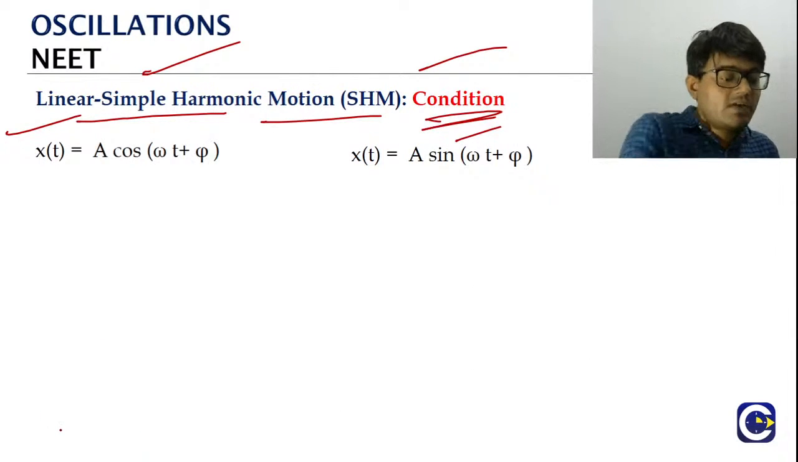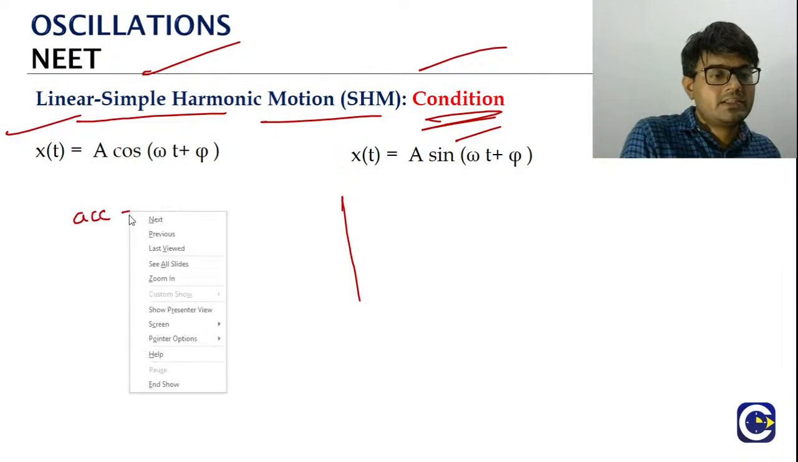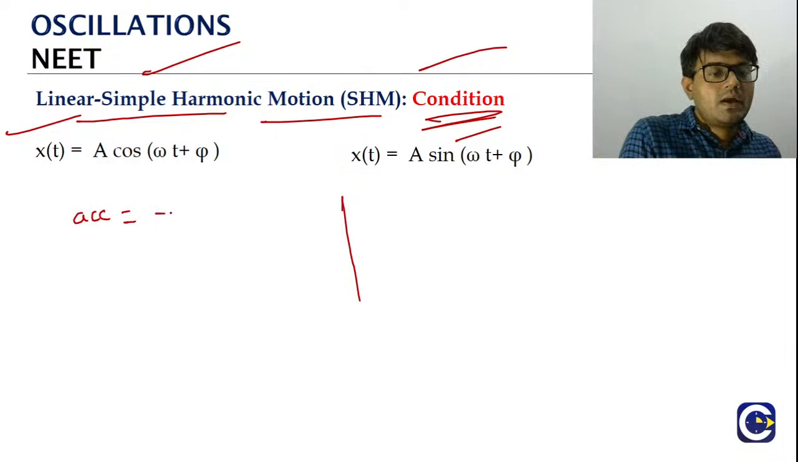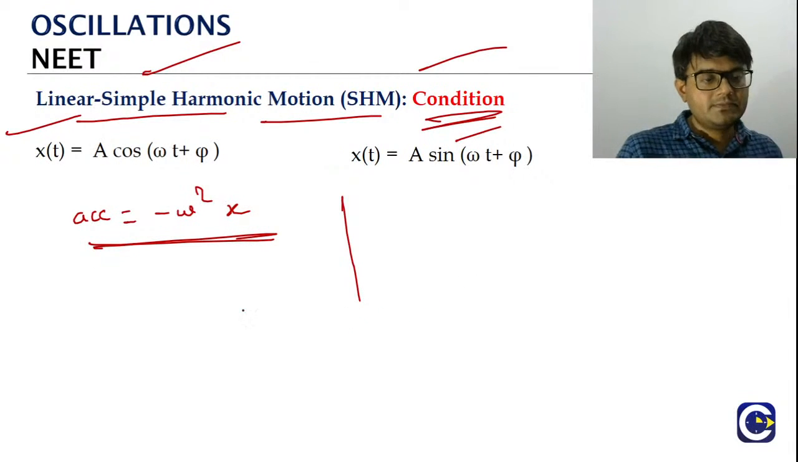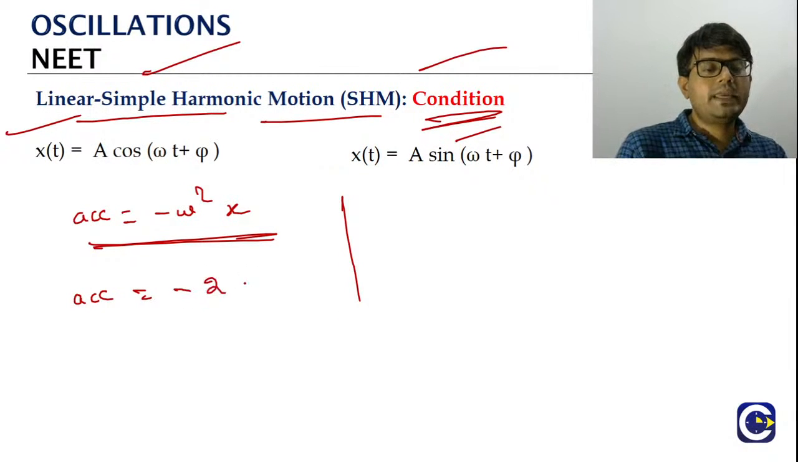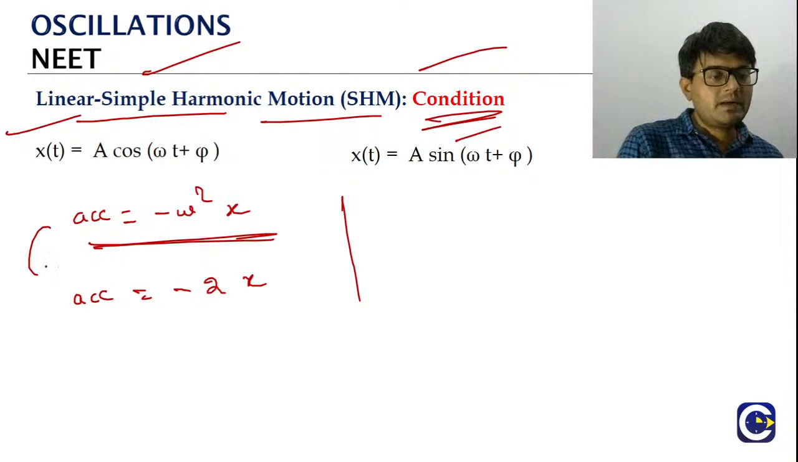When you compare these equations, do you know what the standard one is? Acceleration is equal to minus omega square into x. This is what we call the standard SHM equation. Compare it with the equation we have. Suppose, for example, we are getting a relation like acceleration is equal to minus 2 into x. Suppose we have a relation like this. So if we compare, what do we see?